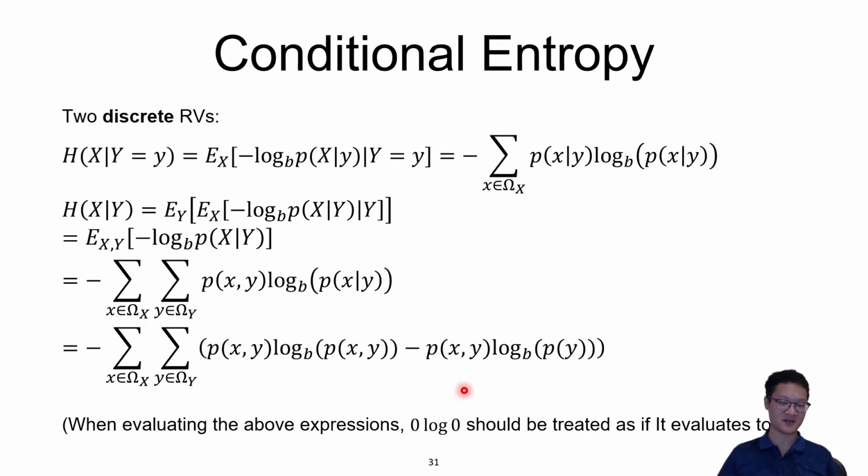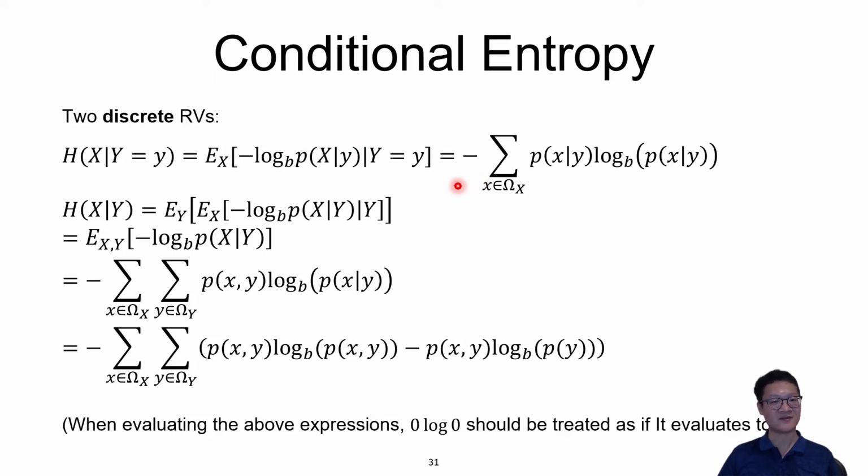So now the conditional version. The conditional entropy H of X given Y equals little y is equal to the conditional expectation of negative log p of x given y. Here the given part appears in two places. One is that the expectation is now a conditional expectation given Y equals little y. And the other is that the function we're taking the expectation of involves p of x given y. So this is now a conditional probability distribution.